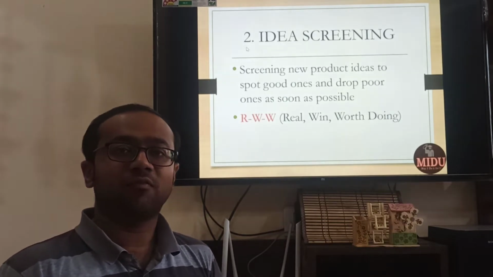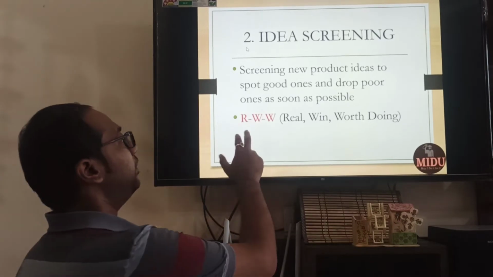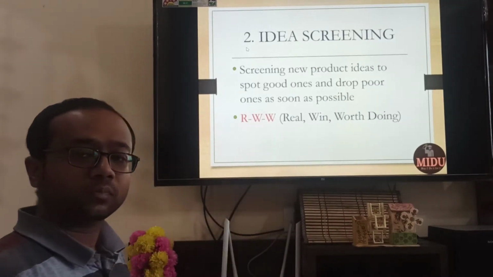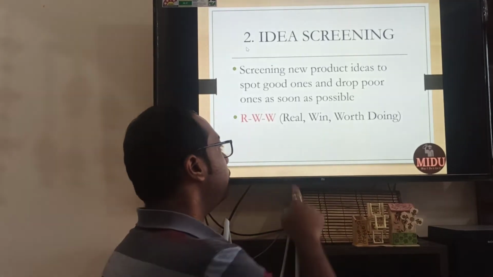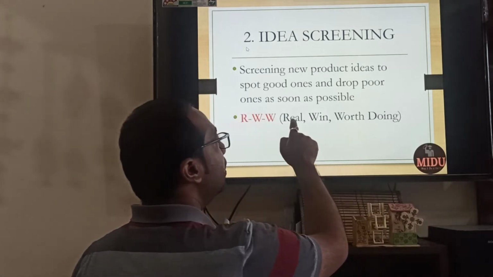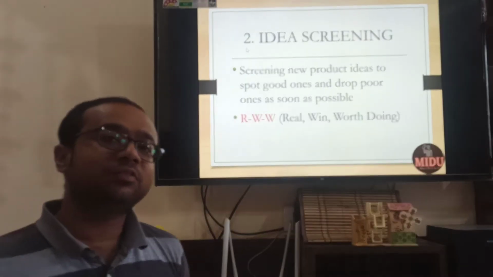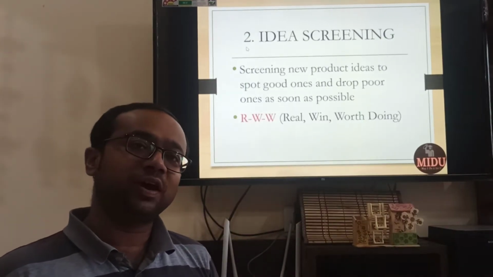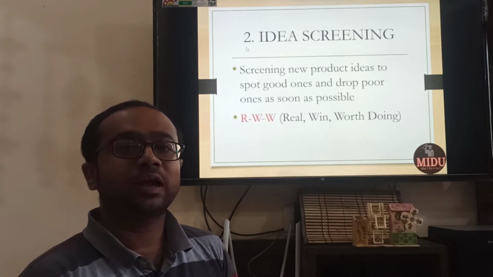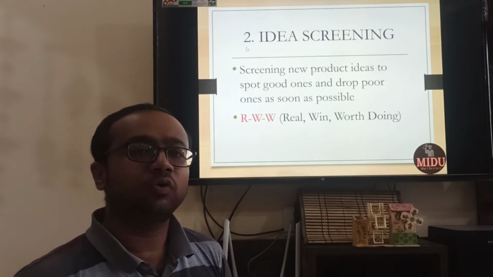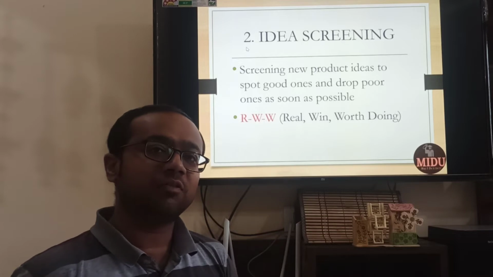Now to check whether an idea is good or bad, the framework is RWW. What is RWW? It stands for real, win, worth doing. First, evaluate whether an idea is real or not. If it is fake or copied, tomorrow it can be that due to a patent issue you cannot even launch it. So first of all, screen real versus fake.